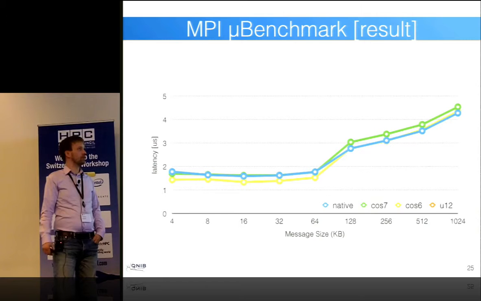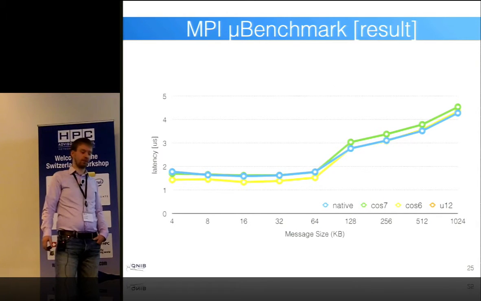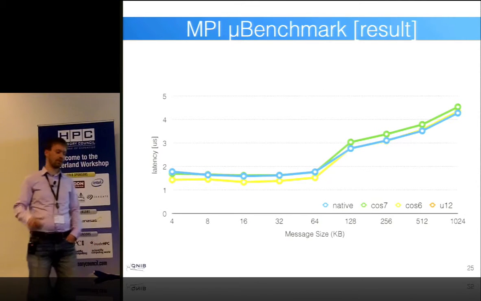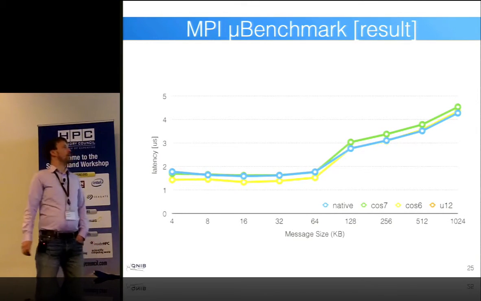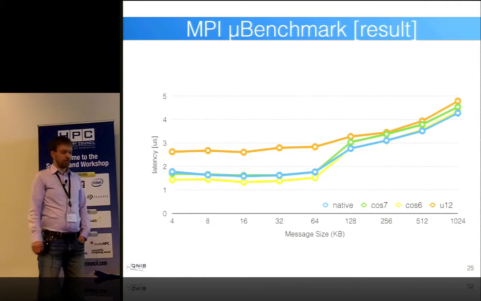What was interesting to see is that CentOS 6 was faster than even the native host installation, and this, in my opinion, is due to the more mature CentOS 6 userland. CentOS 7 in October last year was still not released, so it was pre-alpha or beta, and not very mature. And yeah, Ubuntu 12 did poorly in this benchmark. I think it's not an HPC distribution, so it was not optimized for this.